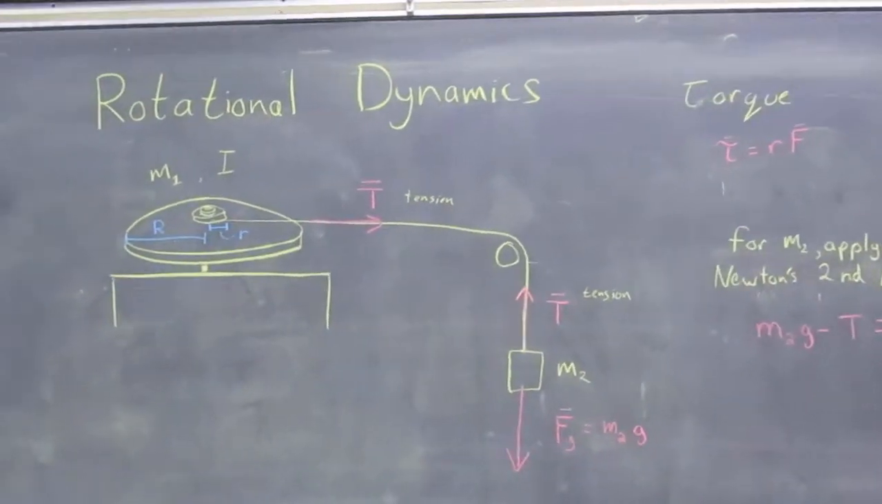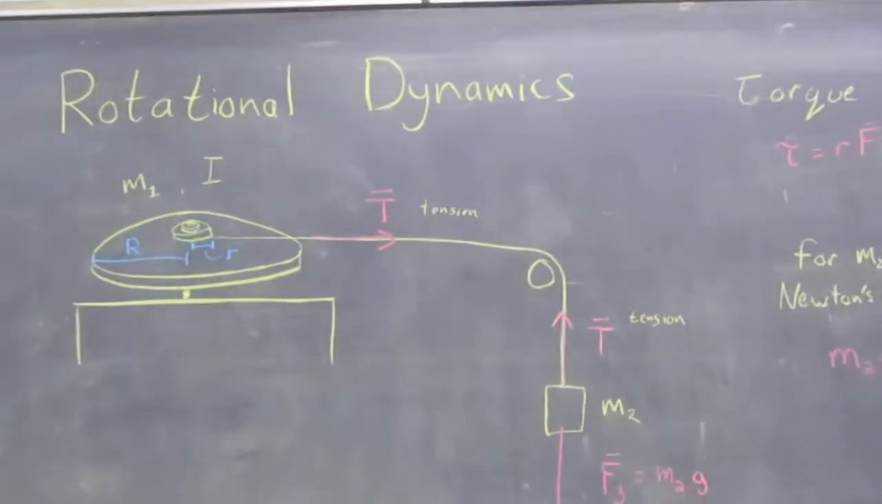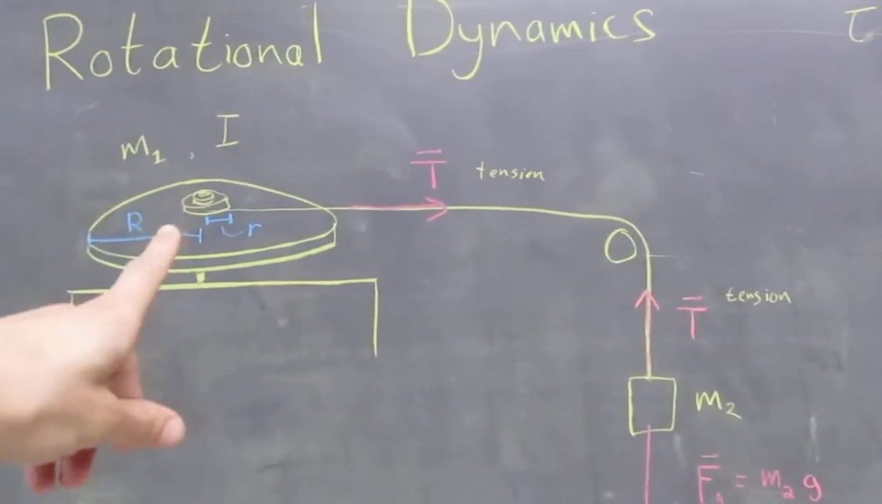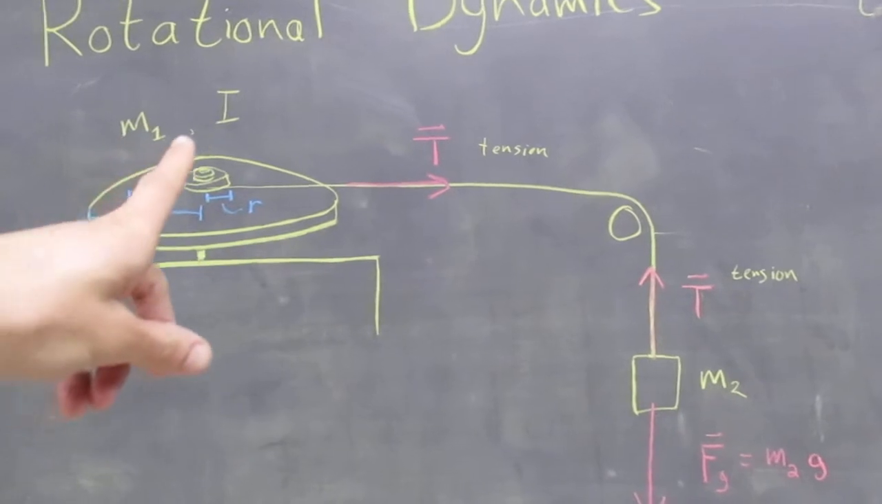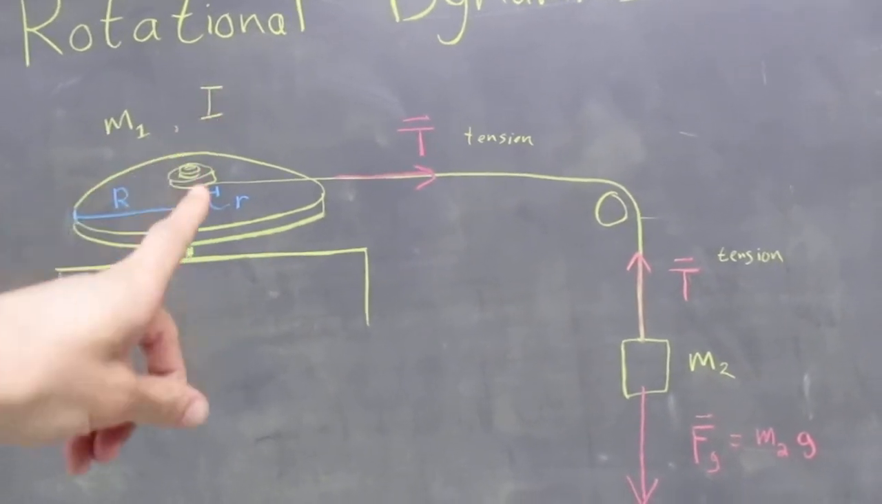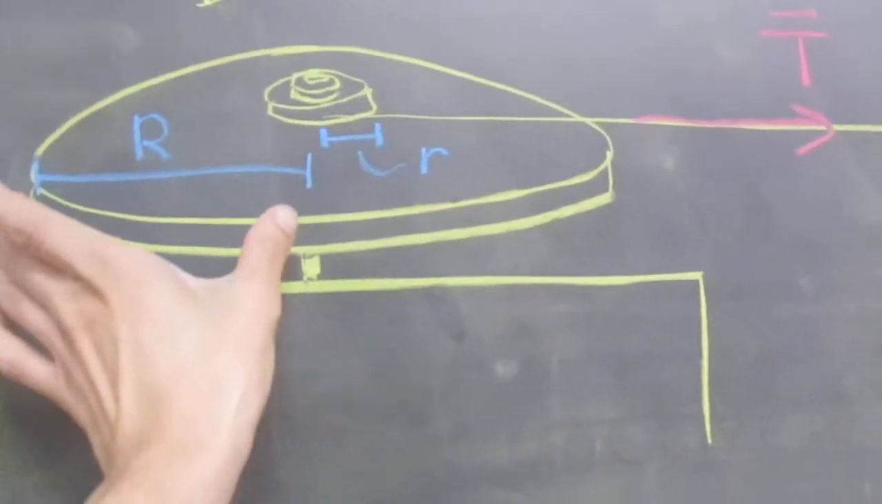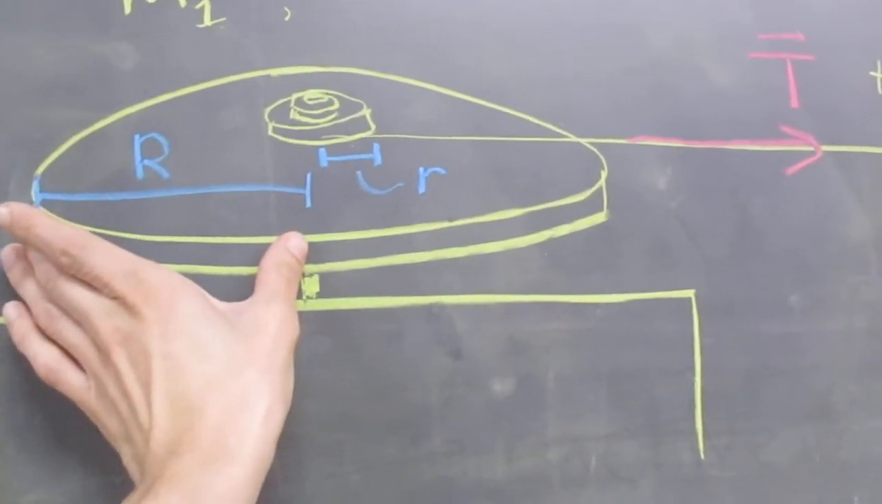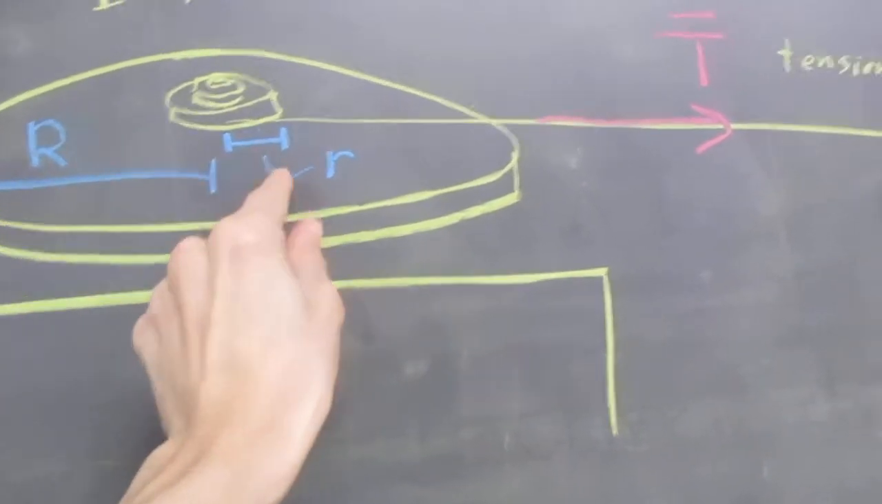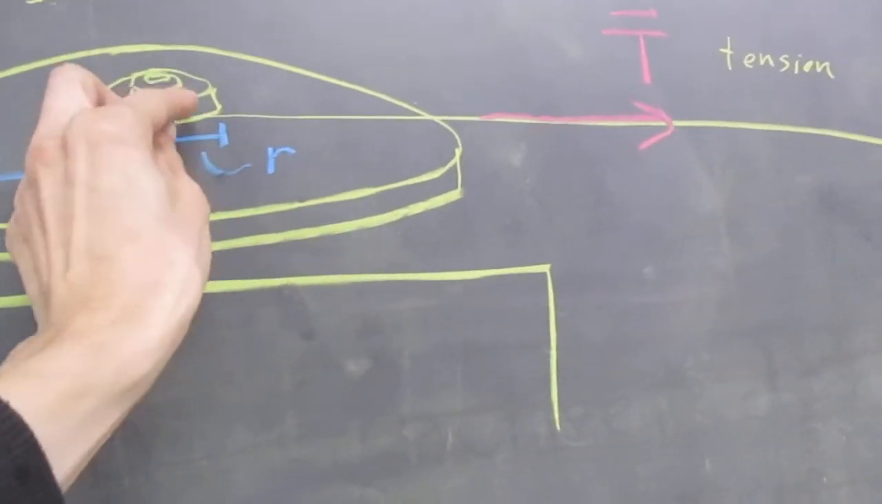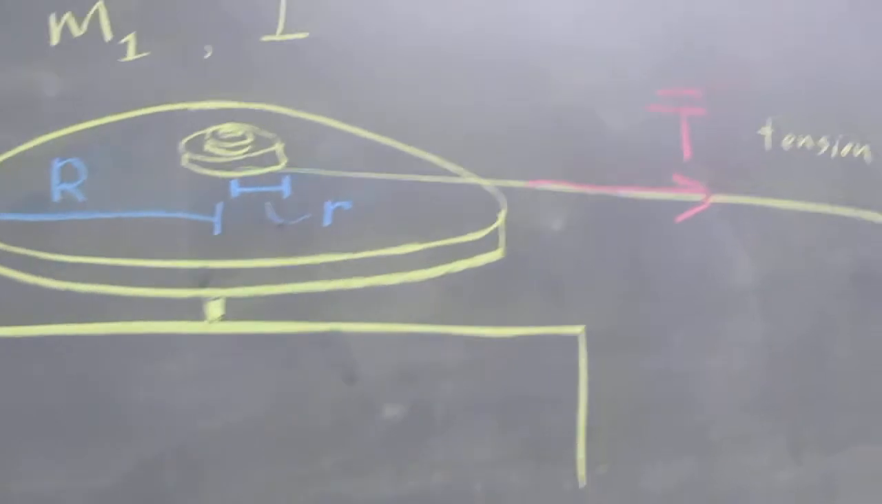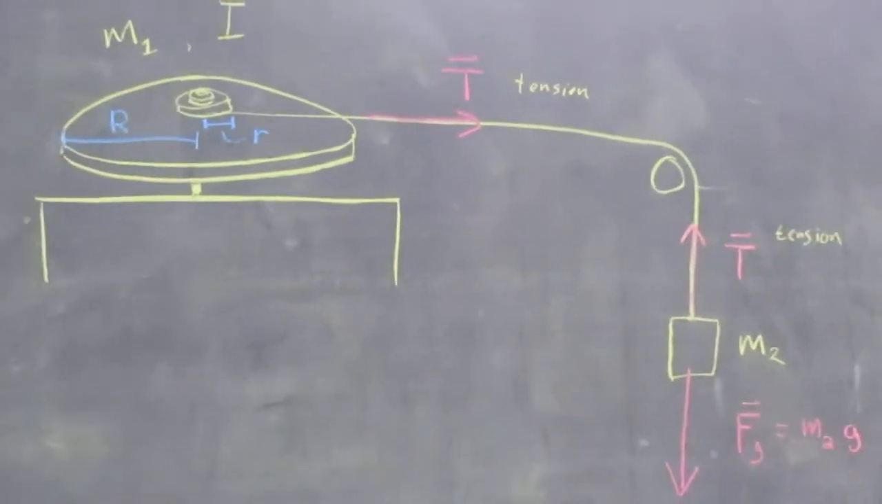So if we look up here, we can look at the different forces. We're going to call this rotating platter mass 1, and it has moment of inertia I. And we have two radiuses we're going to measure. The big R, the radius of the platter itself, and small r is the radius of the pulley where the string wraps around. So we can analyze the forces here.